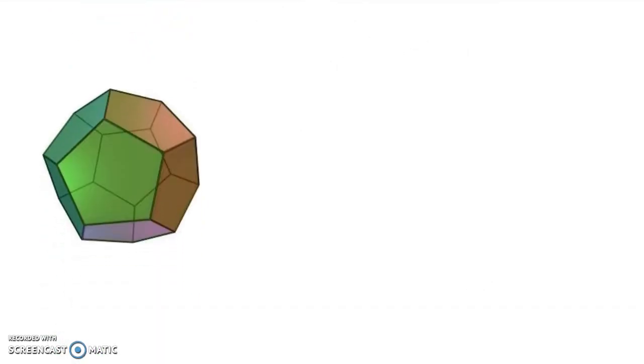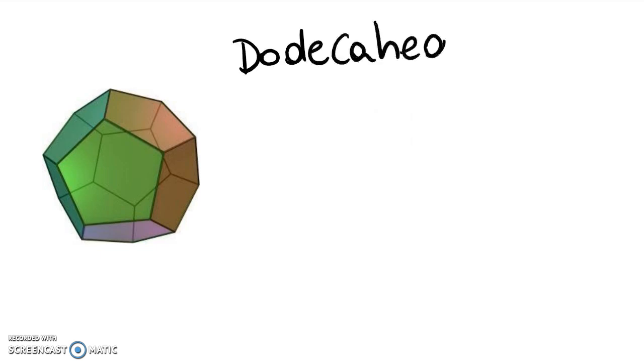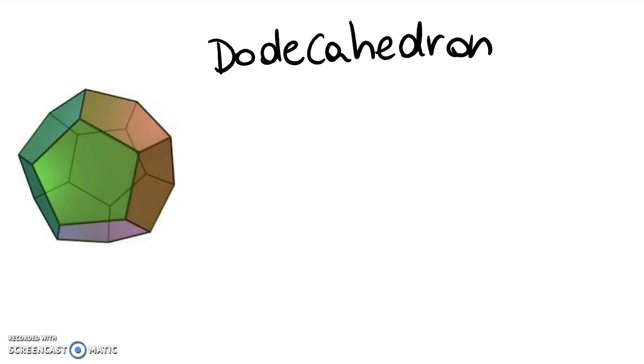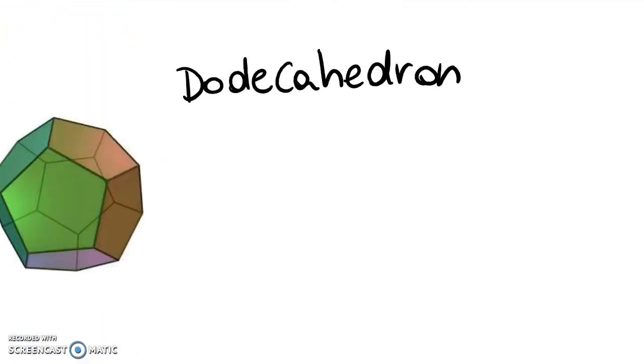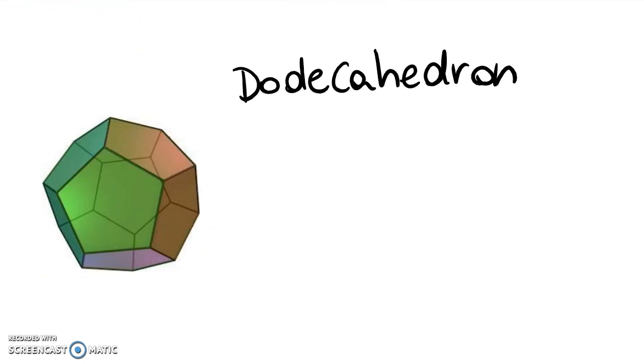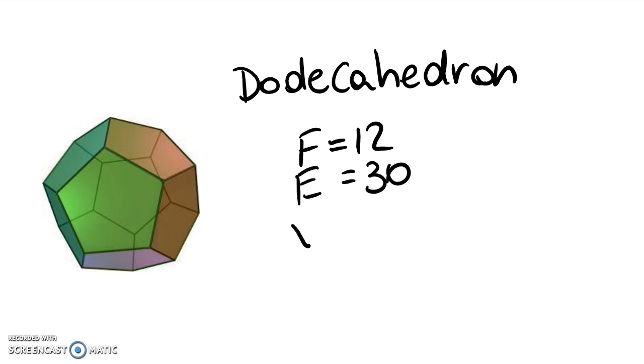Going up a little bit, here we have a dodecahedron. Okay, dodeca means, there we go. Dodeca means that we have, we're working with faces first, sorry. We have 12 faces. We have 30 edges and 20 vertices.